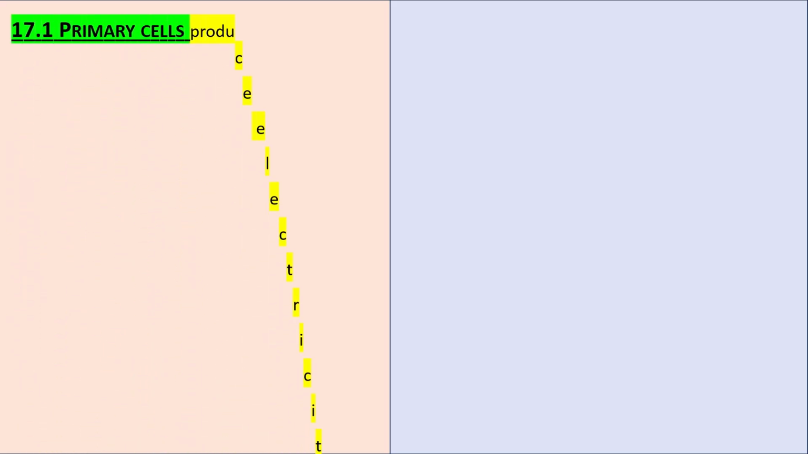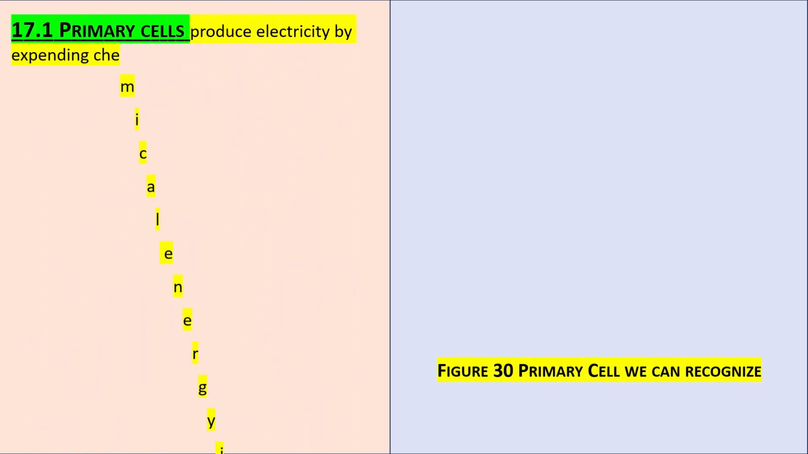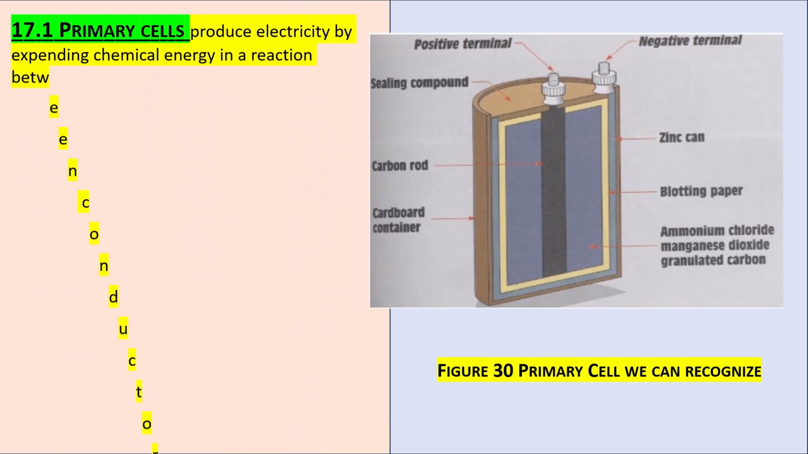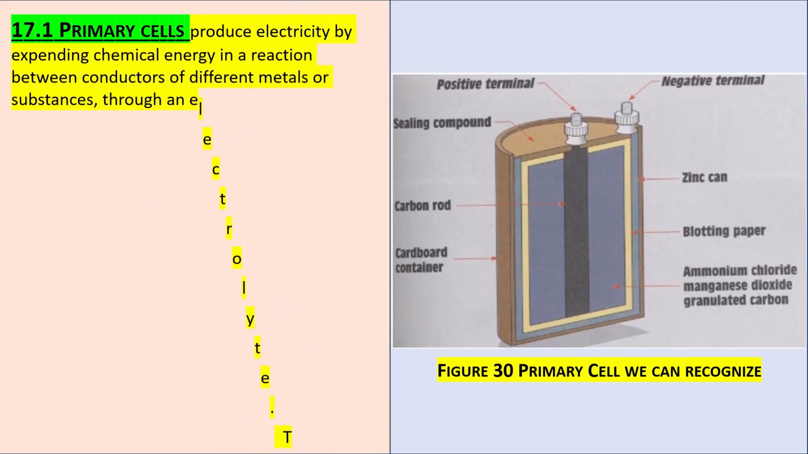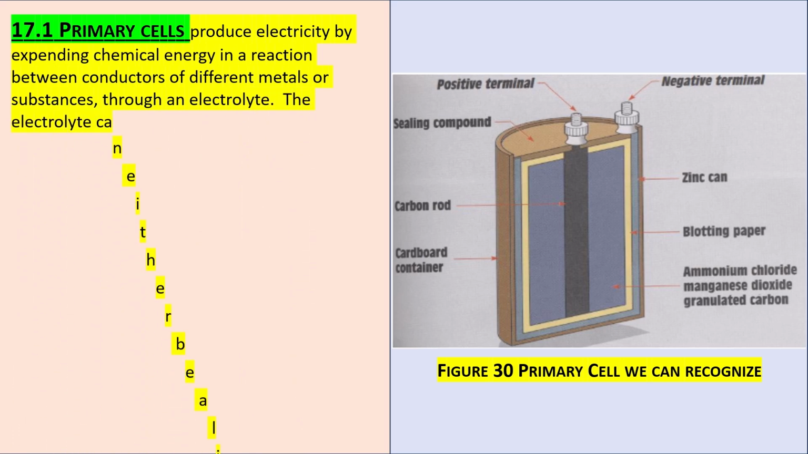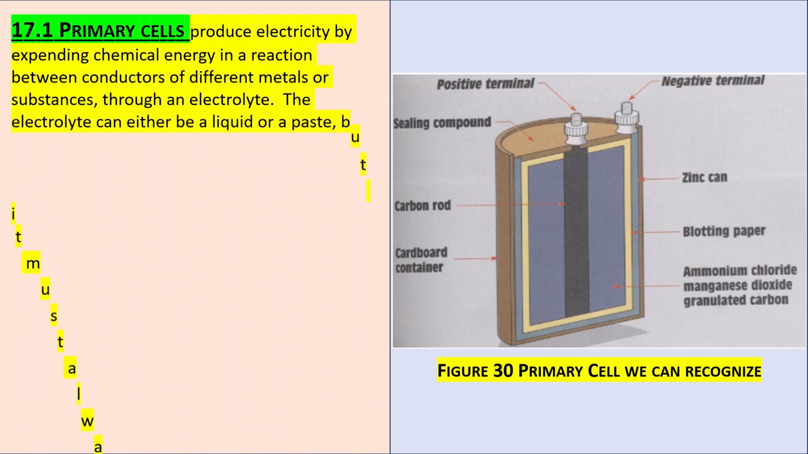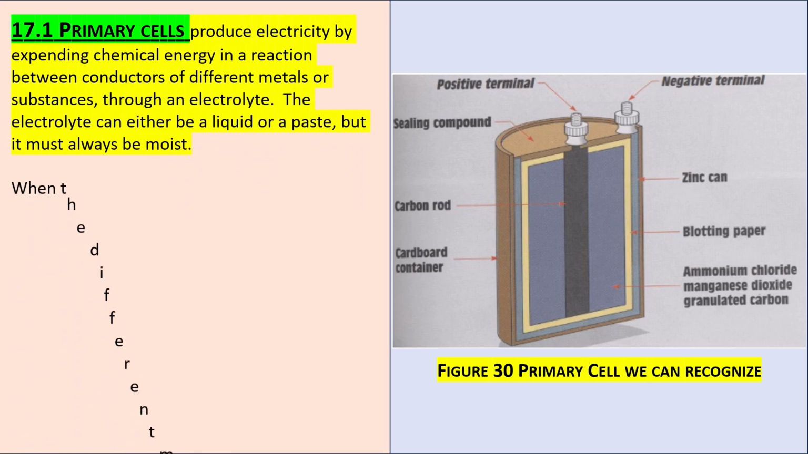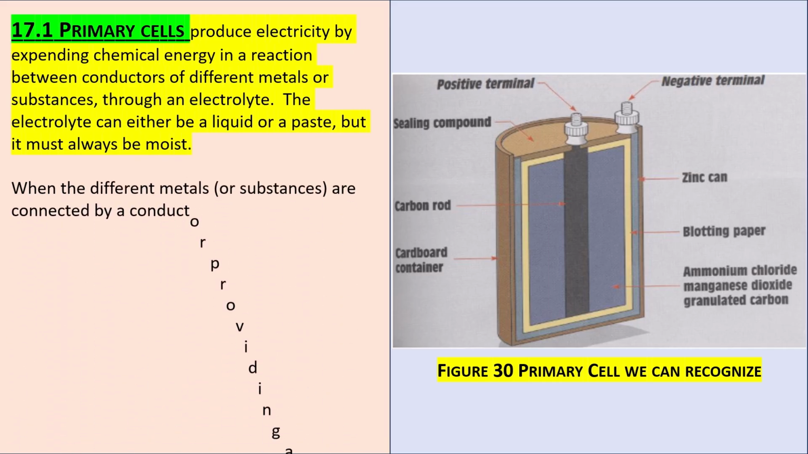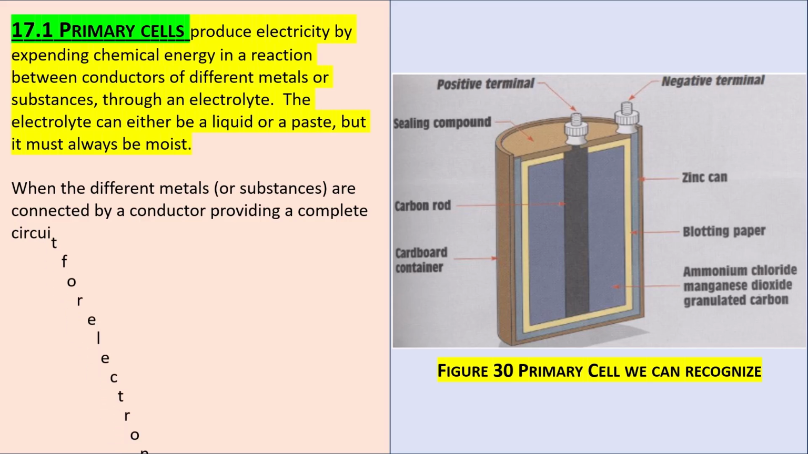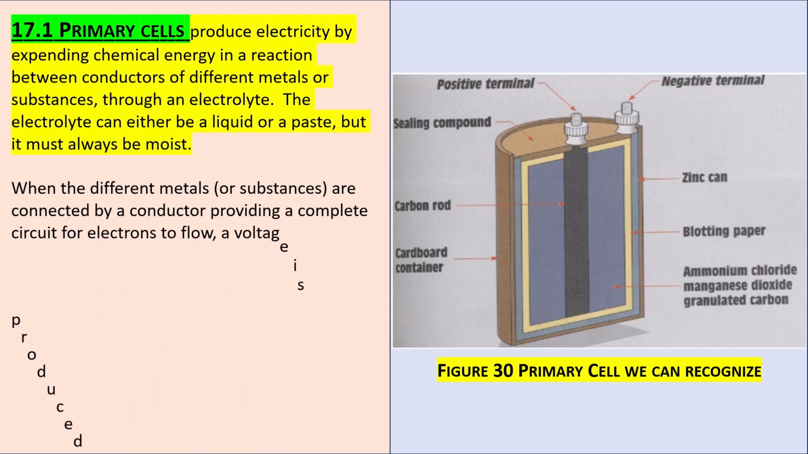Point 17.1. Primary cells produce electricity by expending chemical energy in a reaction between conductors of different materials or substances through an electrolyte. The electrolyte can be either a liquid or a paste, but it must always be moist. When the different metals or substances are connected by a conductor, providing a complete circuit for electrons to flow, a voltage is produced.